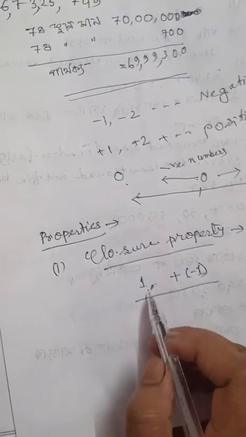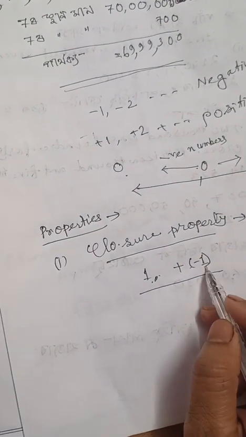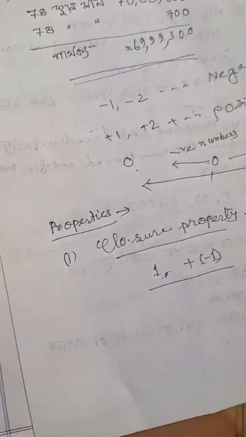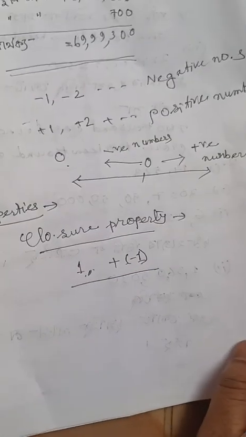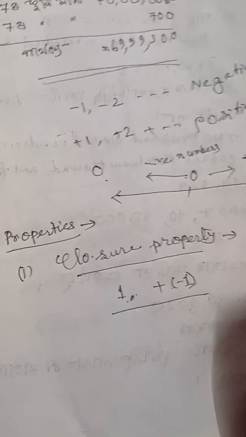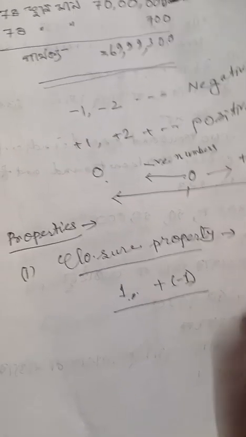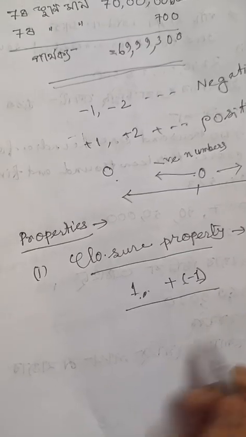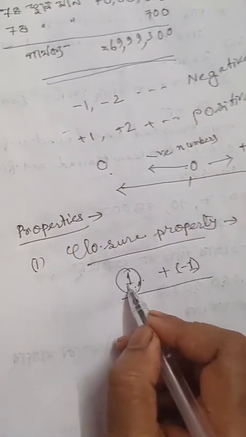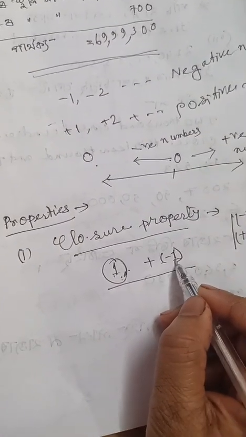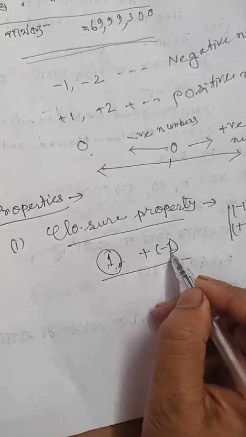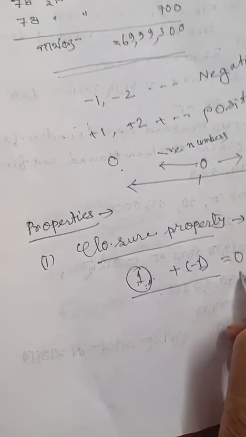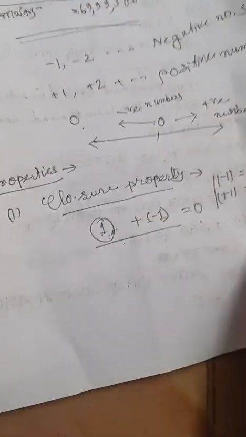Suppose 1 is positive is profit and negative is loss. Then see what is the value here? 1. What is the value? Absolute value. Do you know absolute value? Absolute value of an integer is the value regardless of its sign. Suppose absolute value of negative is positive, and absolute value of positive is also positive. Now see here, what is the absolute value? 1. Here also absolute value 1. So result is 0. 0 is an integer.